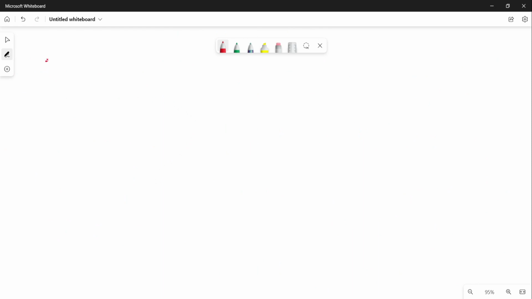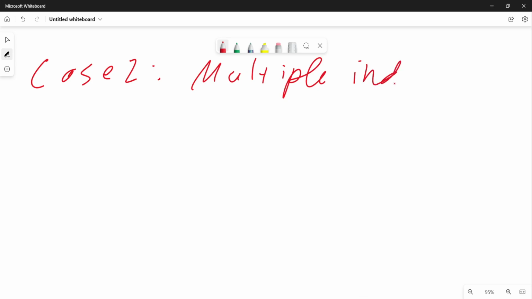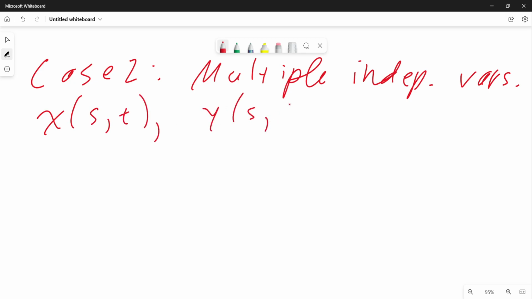Let's try a different, slightly bigger one. Case 2, where you have multiple independent variables. So this time we'll say x is a function of two different variables, s and t, and y is also a function of s and t. And z is still a function of x and y. So now z is ultimately being driven by two different things, both s and t, with x and y as intermediate steps.